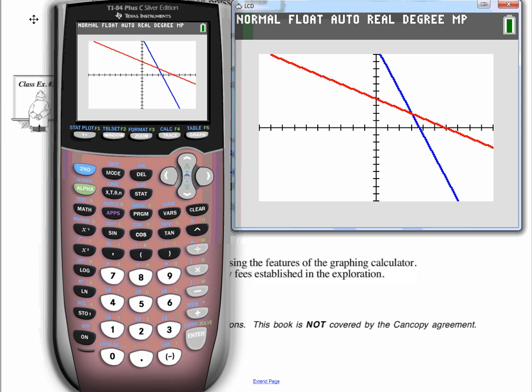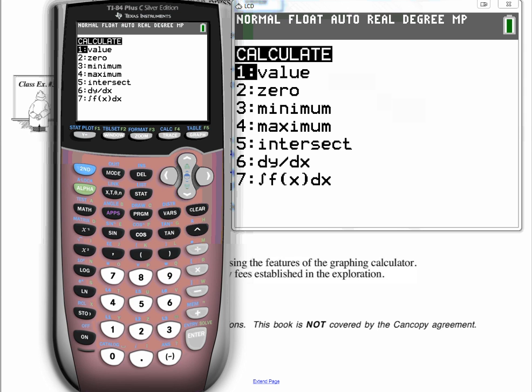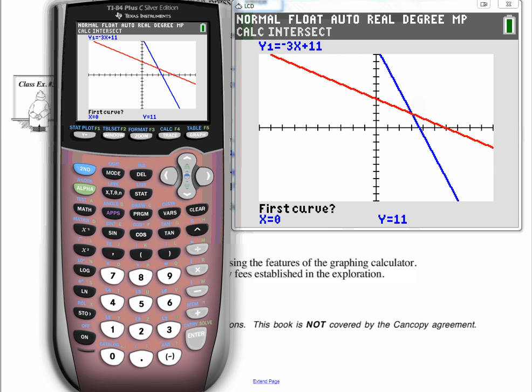Okay, so second trace. So see this calc? It's in blue letters, or yours might be different colors. Just calculate. We want the calculator to calculate the intersection point. Second trace, and the only one that's an intersection is 5. Okay, so number 5 is what you want to push. So it says first curve.